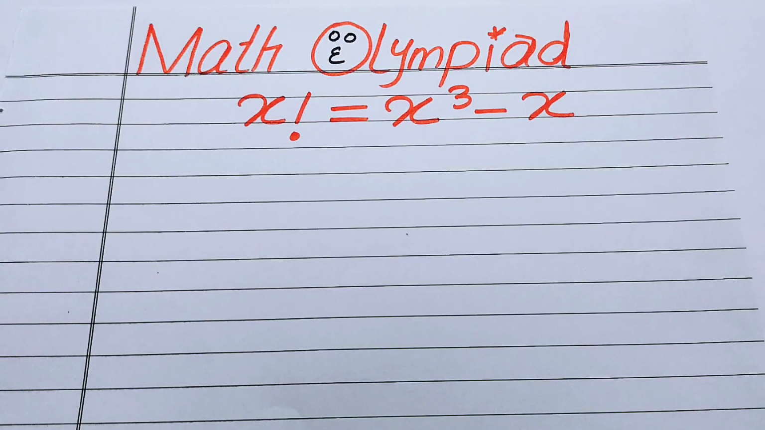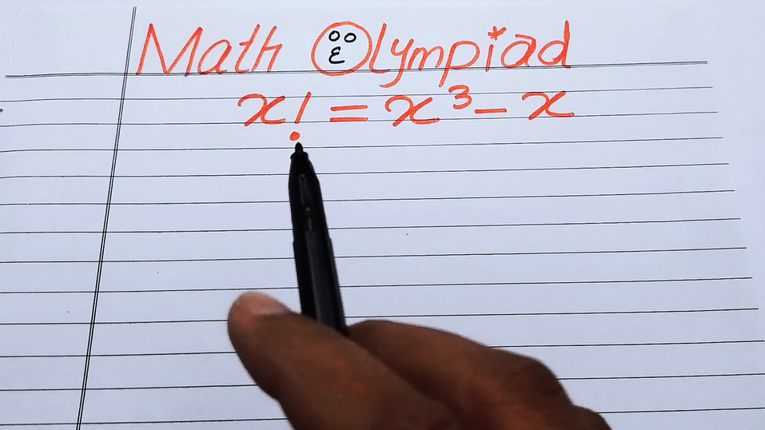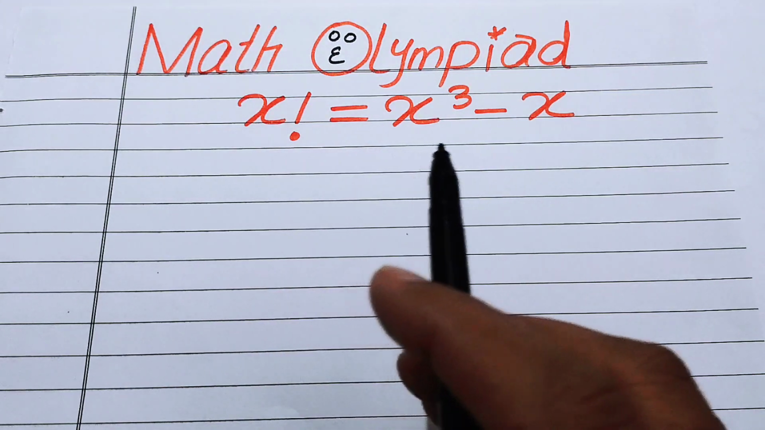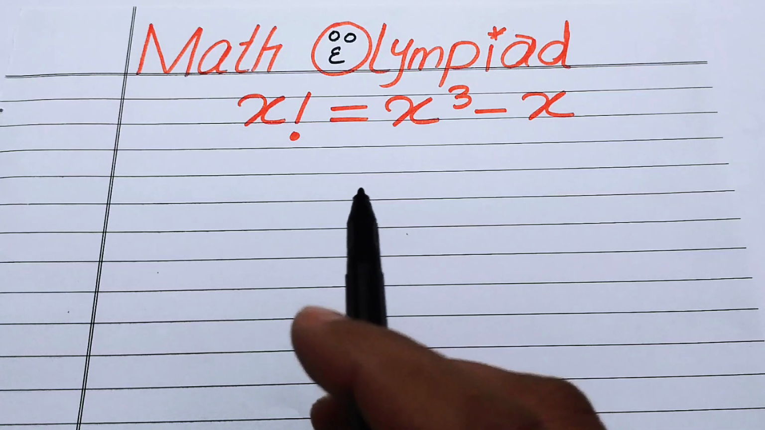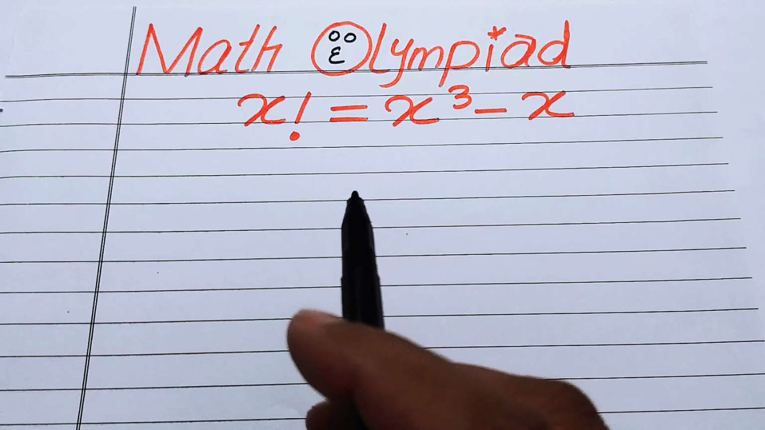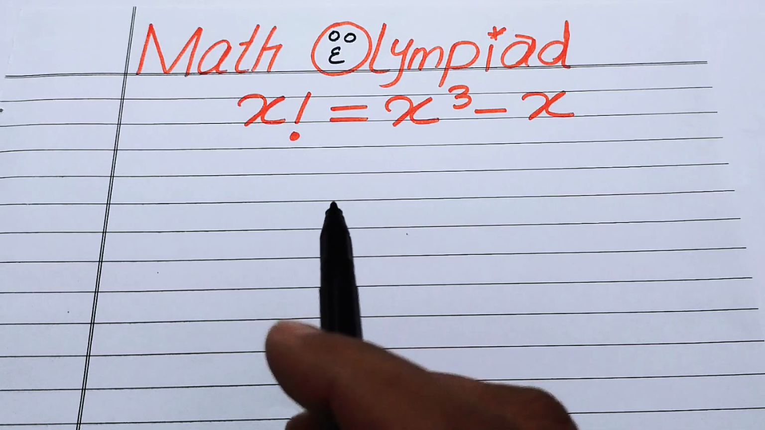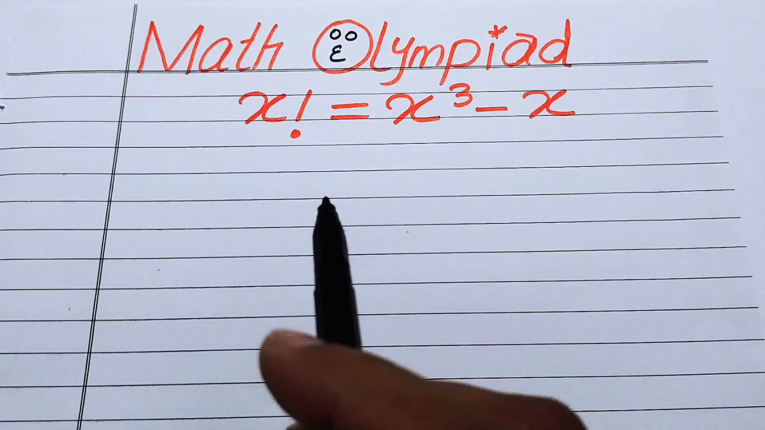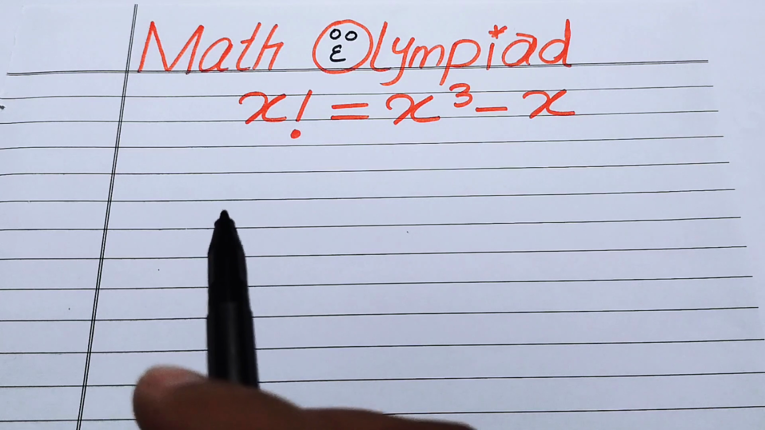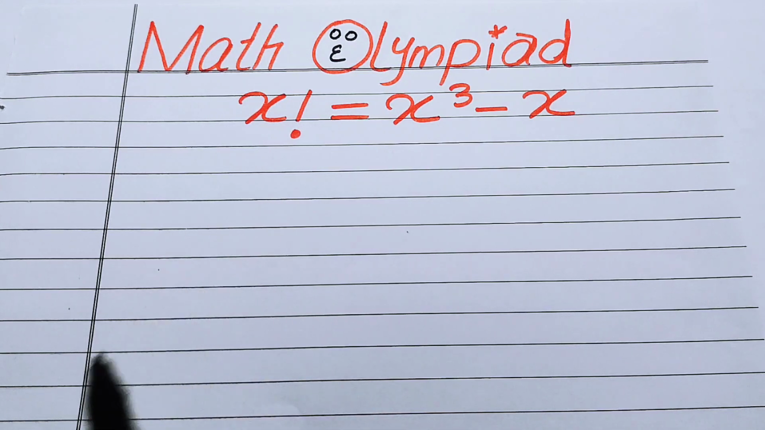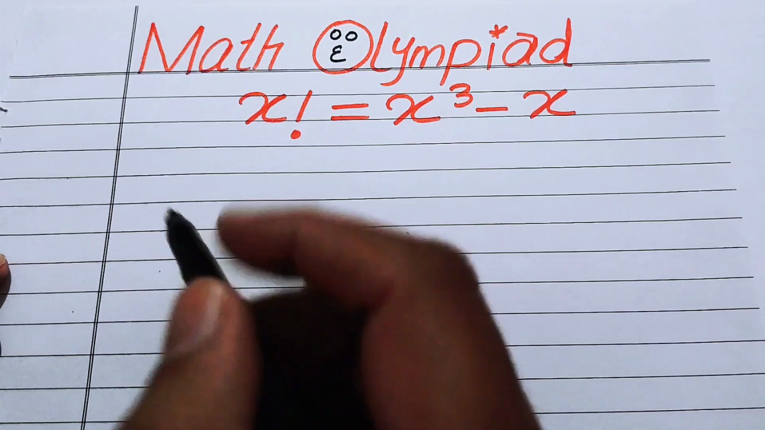In this video we are going to solve this nice algebra problem, and here we have x factorial equals x cubed minus x, and we will solve this problem for the values of x. I will solve this by using the recursive method, but first you should know about factorial.